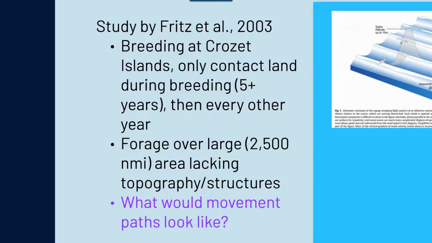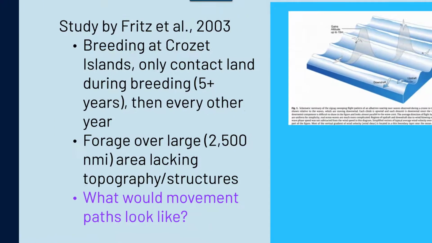So if they're not breeding, which happens at reproductive age of 5 years or older, and then thereafter every other year, then they're actually just going to be foraging over a very large area of the ocean, approximately 2,500 nautical miles. Oftentimes, this ocean region is going to appear homogeneous and lack topography as well as structures. So what would the movement paths look like for this particular organism? And this study took it upon themselves to describe that and look at some of these movement patterns.